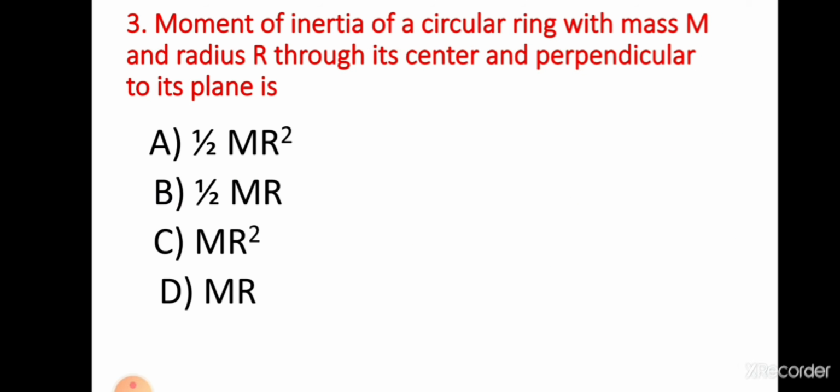Now let us see this. Moment of inertia of a circular ring with mass m and radius r through its center and perpendicular to its plane is.